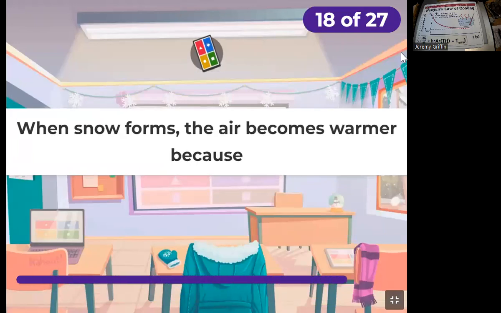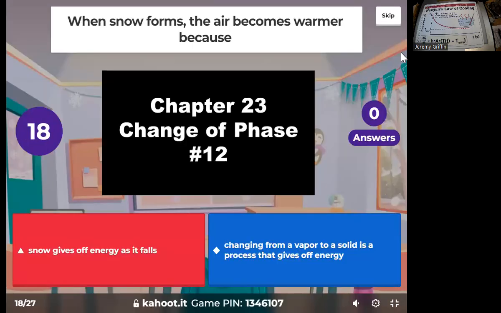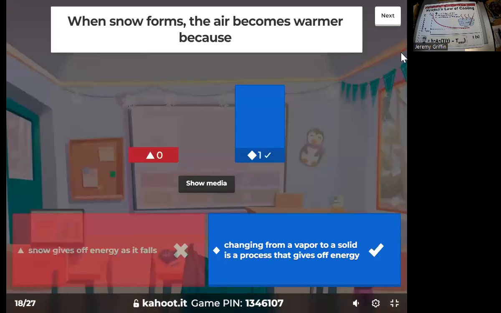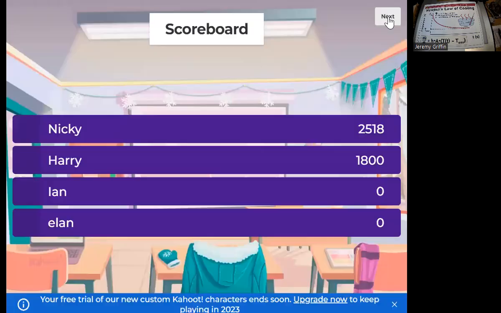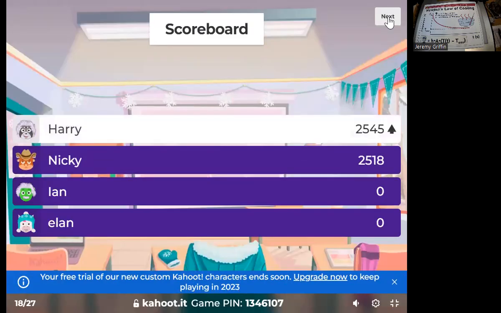When snow forms, the air becomes warmer because why? Yeah, going from a vapor to a solid. The snow itself is cooling off, but the surrounding environment is therefore gaining that energy. It's like a first law of thermo concept. So energy output from one mass equals energy input to a different mass.